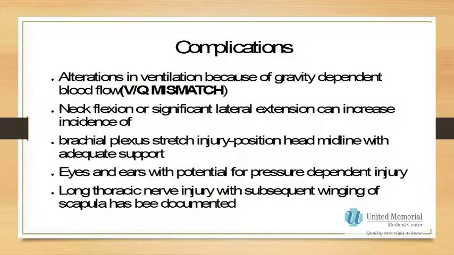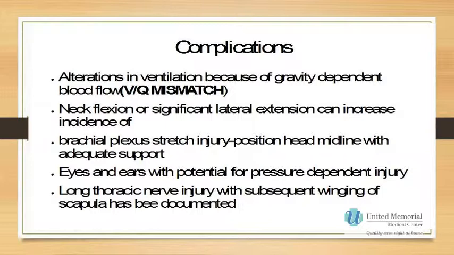And some of the complications associated with this. So again, as you can imagine, we talked about laying the patient flat, laying them on the side, the same thing occurs. We have blood flow going to one lung greater than the up lung. So that causes, again, that VQ mismatch we talked about. Neck flexion can cause a brachial plexus injury, like we talked about, and always check the eyes and ears.